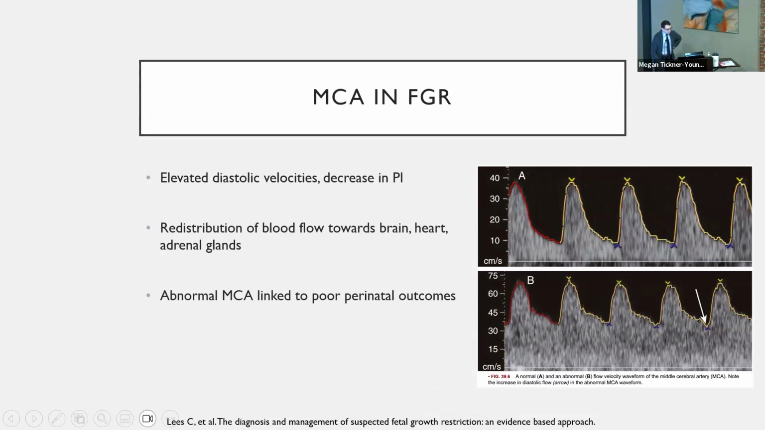As placental dysfunction progresses, there is dilation of the MCA and redistribution of blood flow from non-vital organs towards the fetal heart, brain, and adrenal glands to compensate for the decrease in available oxygen. This has classically been called brain sparing, although the brain isn't really spared. The fetus is trying to adapt to a state of relative hypoxia. Abnormal middle cerebral artery Doppler has been linked to poor perinatal outcome.